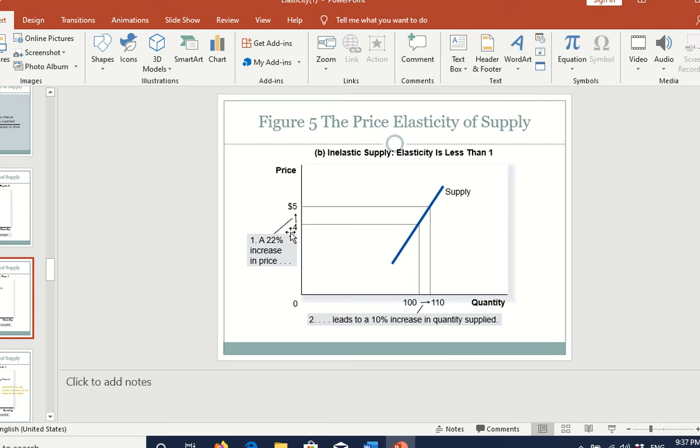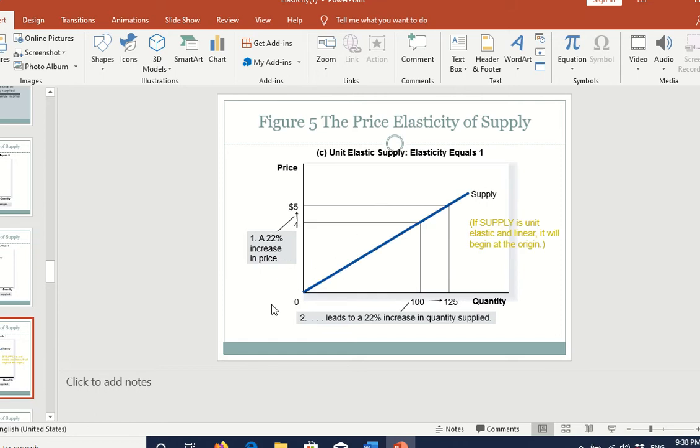And in this case, a 22% increase in price leads to a 10% increase in quantity supplied. So by definition, it is an inelastic supply because the price elasticity of supply is less than 1. Okay? And then we have a flatter supply curve. Okay? So it is a unit elastic supply in this case because the price elasticity of supply is equal to 1. So a 22% increase in price in this case leads to a 22% increase in quantity supplied. Okay, so this is a unit elastic supply.